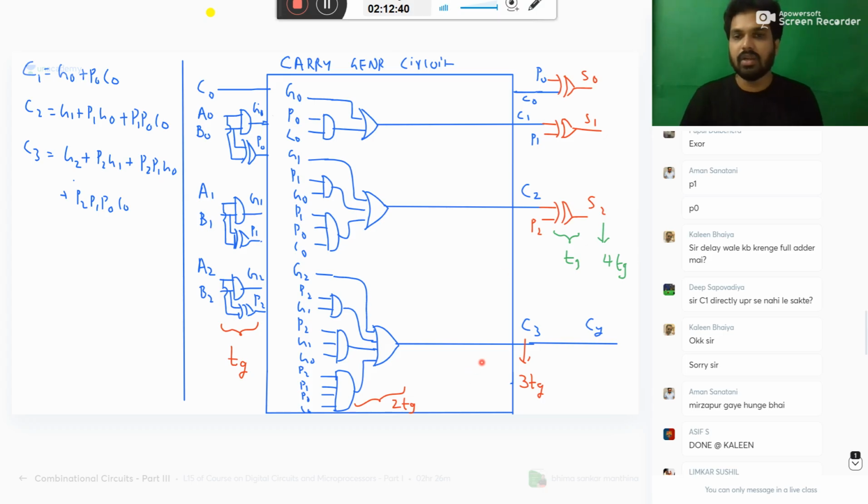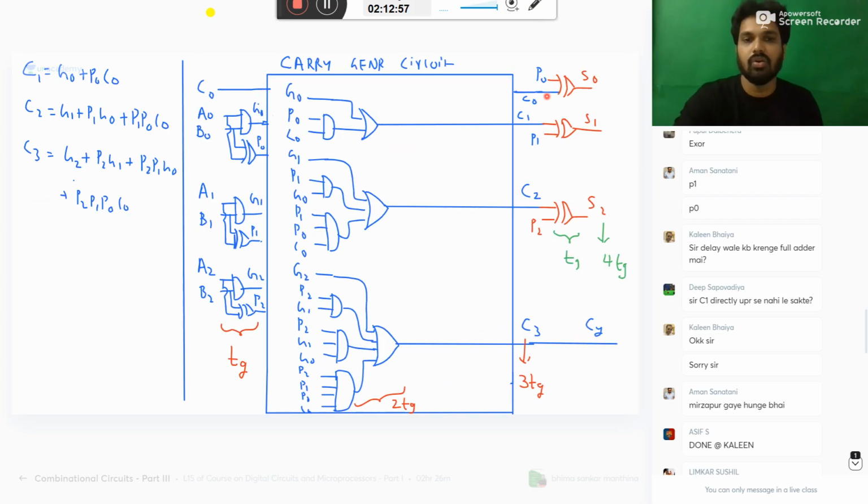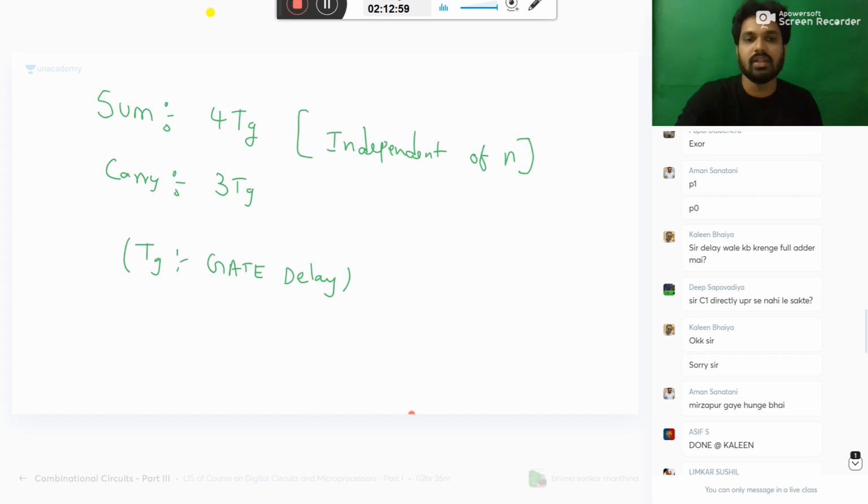Yes, Sushil, that's what I made now. P XOR not C, not G. P XOR G is not C here. A XOR B XOR C. What is A XOR B? It is P. C is this one. Sum is A XOR B XOR C. Okay, fine.